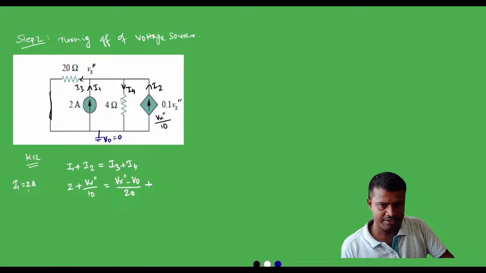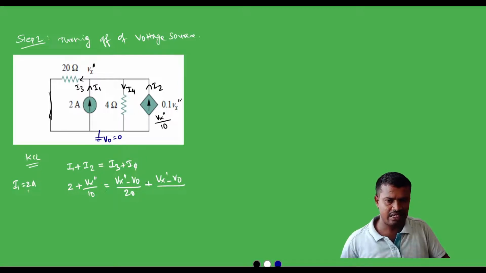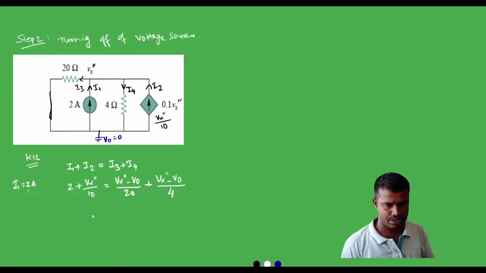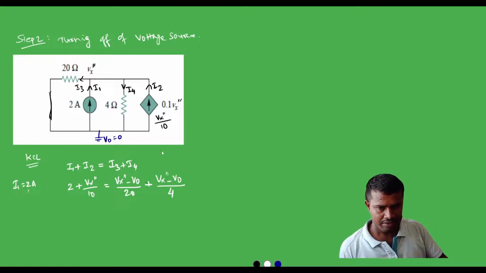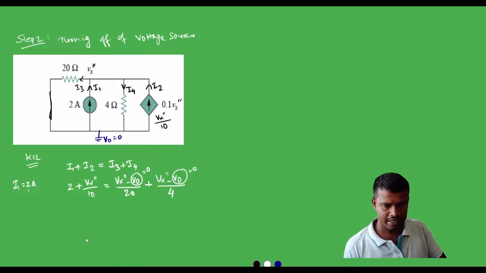So the potential difference is Vx double prime minus V0. The resistance is 4 ohm, so we can write it here. Now on solving this equation, we will get the value of Vx double prime, and in the next step, we need to eliminate the V0 value, that is equal to 0. We need to eliminate it.